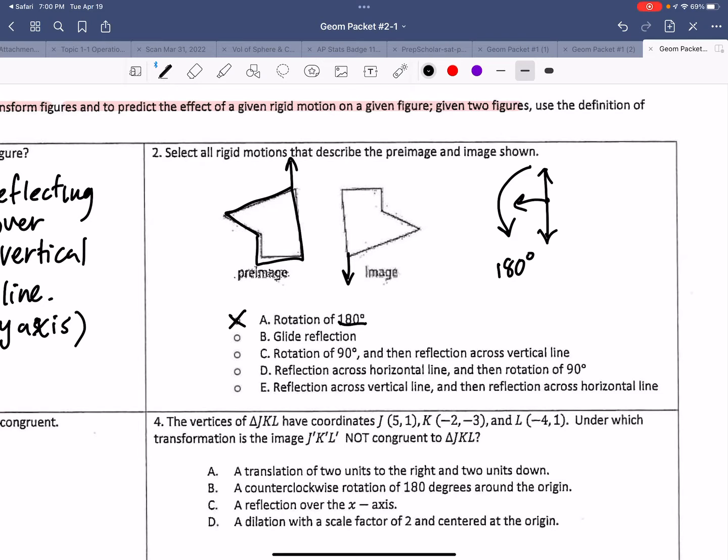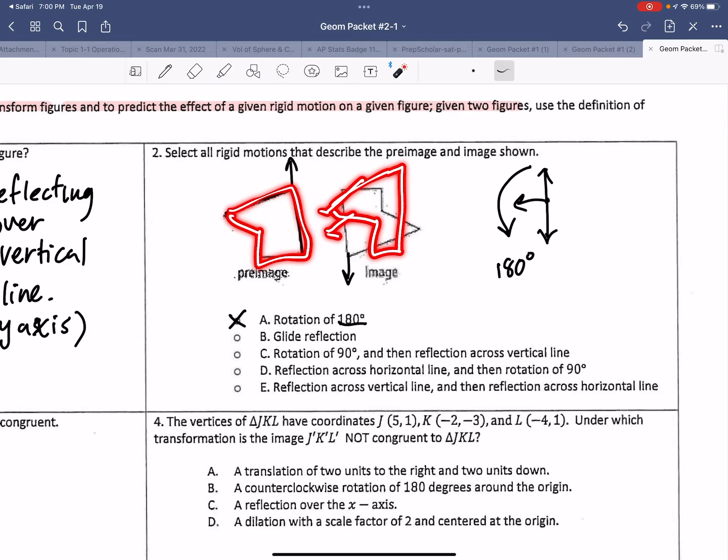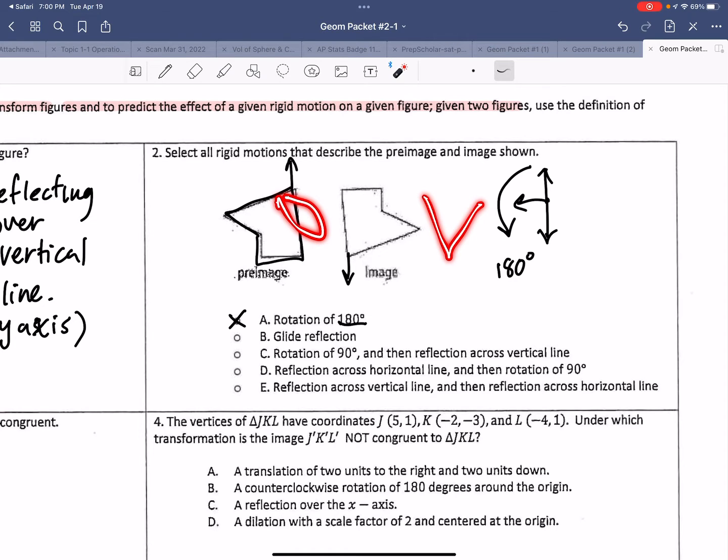Glide reflection. Okay, that means to slide. So if I slid it over here, and then I flipped it over. Well, if I flipped it over, then it would still be pointed in this direction. So that's not going to make it map on top. Rotation at 90. Okay, if I rotated at 90, if I can think of this as kind of like a dog, does that make sense? Now the dog is pointed down. So that's not going to point in the right direction.